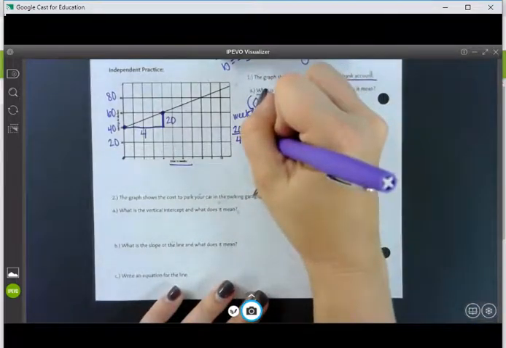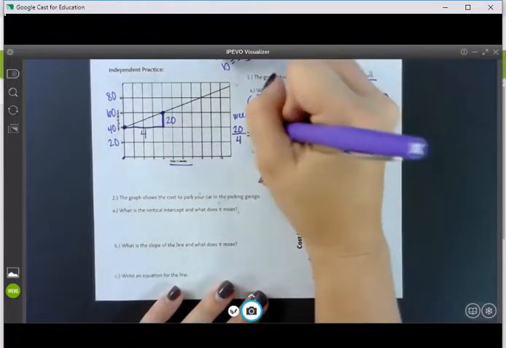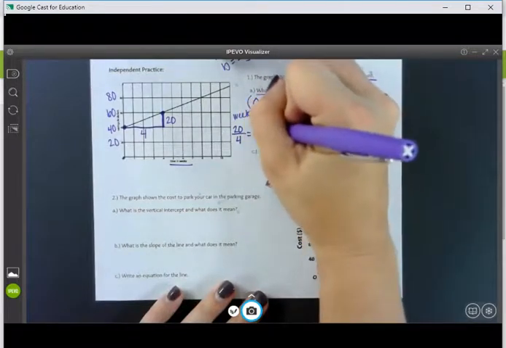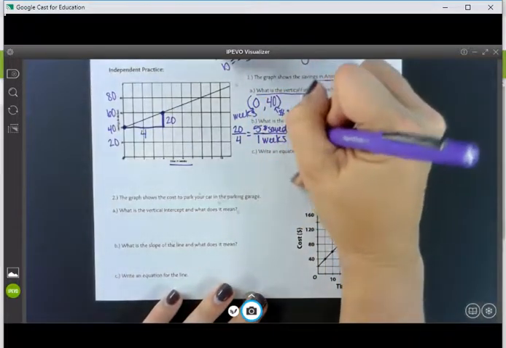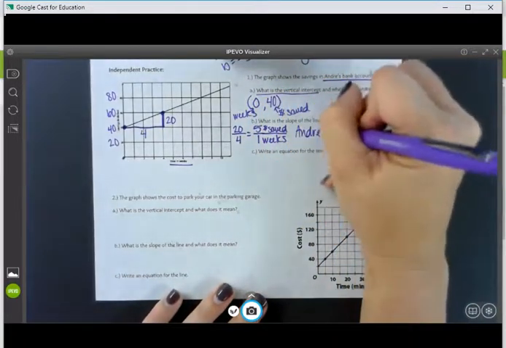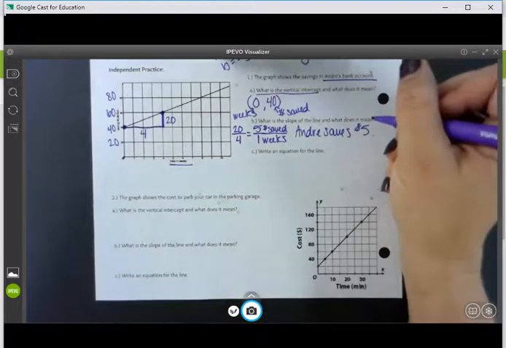Remember, the x-axis is on the bottom, so that 1 represents 1 week. That 5 represents dollars saved. So we could say that Andre saves $5 each week.